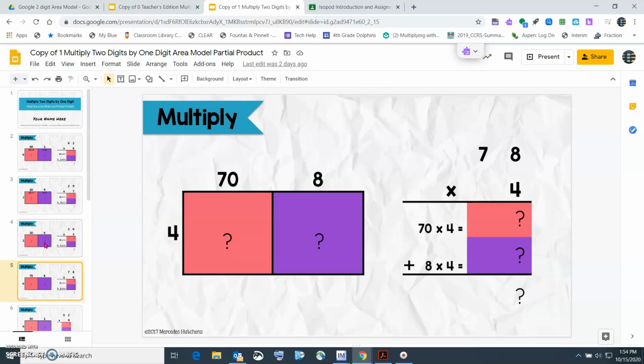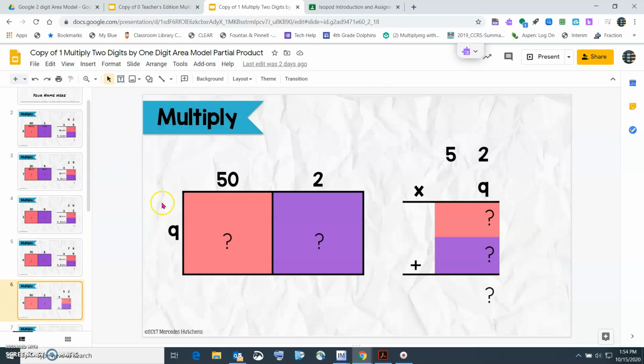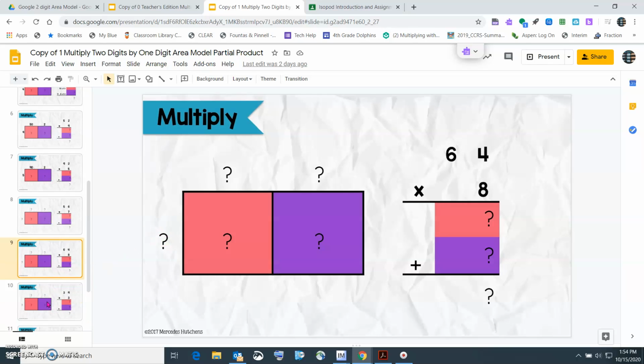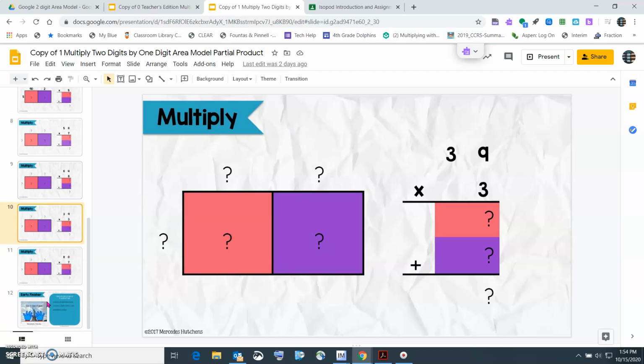And then as we keep going, you notice now you don't have the problem here on the side. You have to write your problem here, here, and move your answers over here to get your final answer. And then now you have to fill out your expanded form and what you multiply it by. So each slide you get less and less support to where you are filling it out on your own.